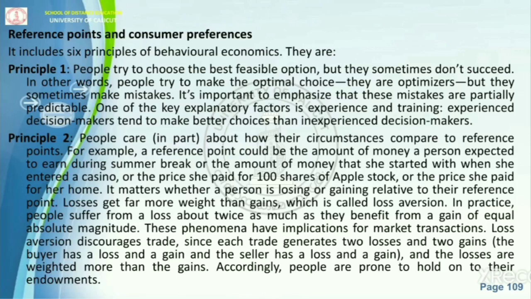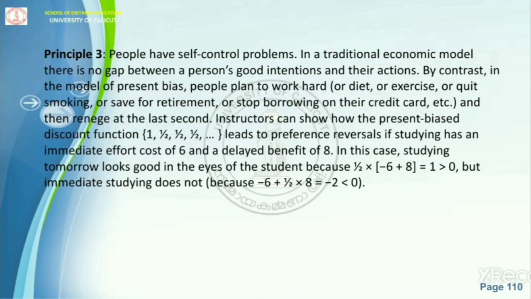Loss aversion discourages trade, since each trade generates two losses and two gains. That is, the buyer has a loss and a gain, and the seller has a loss and a gain. And the losses are weighted more than the gains. Accordingly, people are prone to hold on to their endowments.